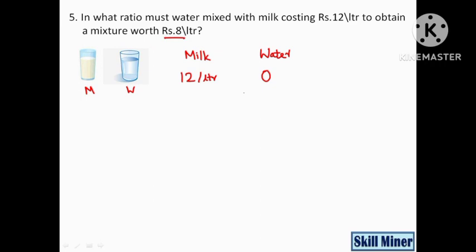The rate of mixture, when this milk and water get mixed, will become 8 per liter. We need to find the ratio of milk and water. Guys, once again observe the question. Milk is selling for rupees 12. Water has no amount. After mixing these two, he is selling the resulting mixture for rupees 8 per liter. From this we need to find m and w value.